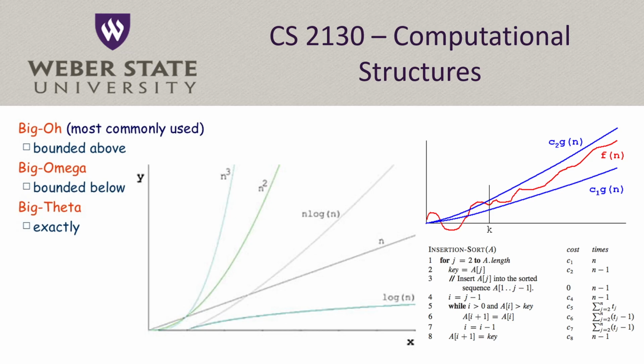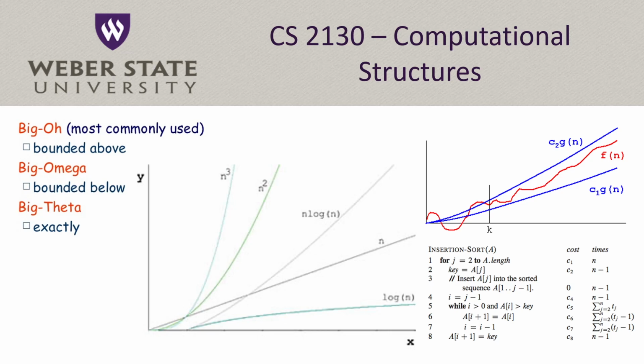But the three of them that we have in terms of actual definitions are big O, big omega, and big theta. And this is just an image that was on Creative Commons that talks about what they really mean: bounded above, bounded below, or exactly. We'll talk about what that really means.